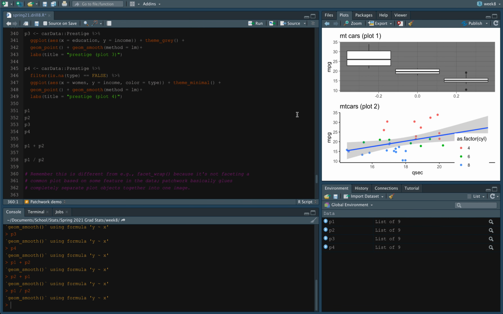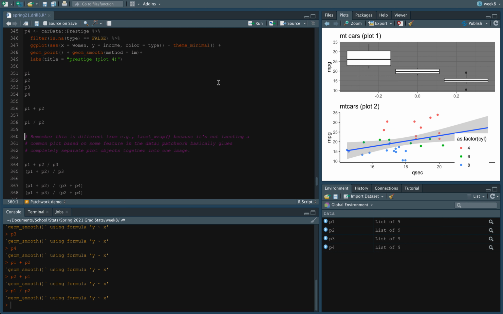Now, keep in mind, this is completely different from using the facets that we've used before, because this is taking completely separate plot objects and just gluing them together into one object. So it's not the same as faceting. But it can handle more complex things too.